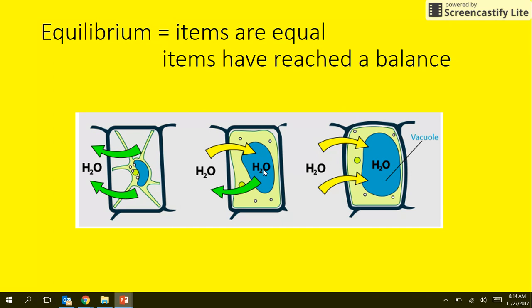One arrow will go in, one arrow will go out. That shows that equilibrium has been reached. Equilibrium has been reached when you see one arrow pointing in and one arrow pointing out. I want you to go to your notes and try out G through I.